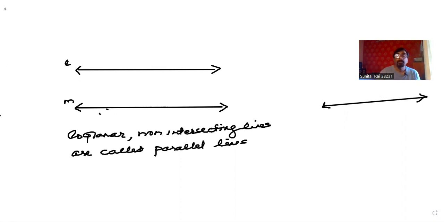Yeah, this line. Okay, these two lines, when you look at it, children, let them extend. When you extend, don't you agree both the lines will intersect somewhere here? So such lines are coplanar lines, but they are called intersecting lines.